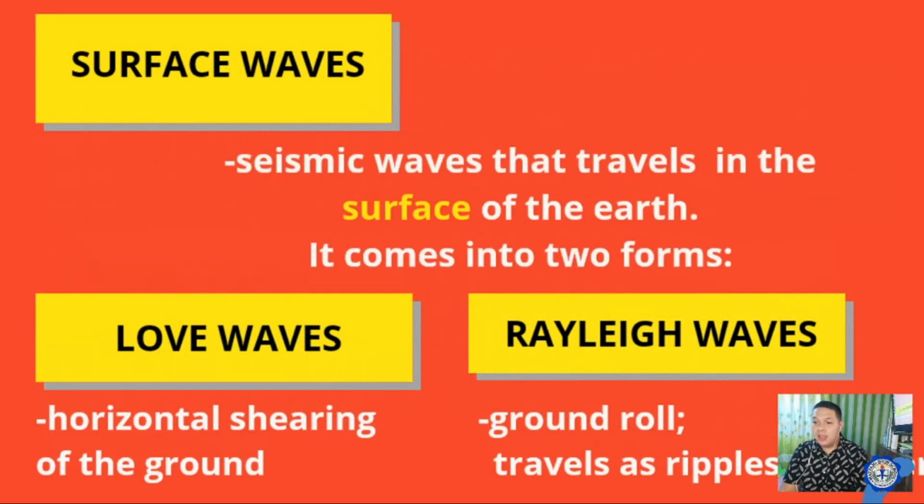Surface waves are seismic waves that travel on the surface of the earth. They come in two forms. We have the Love waves, or the horizontal shearing of the ground, and Rayleigh waves, or ground roll, which travel as ripples.